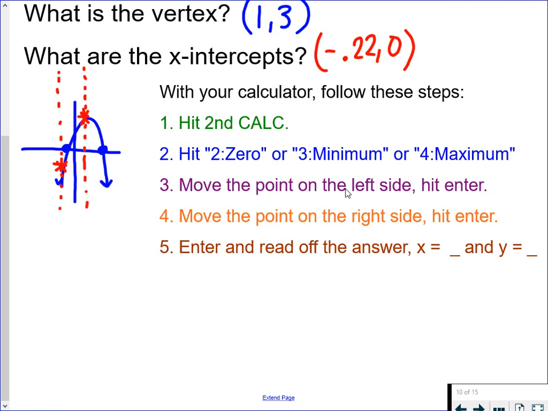Okay, does it cross in another spot? Yeah, we're going to do the same exact thing. Go to second calc. Go to option 2. I'm just going to make sure I pick somewhere on the left side over here. Press enter. And somewhere on the right side over here. Press enter. Press enter one more time. And it also tells you 2.220.